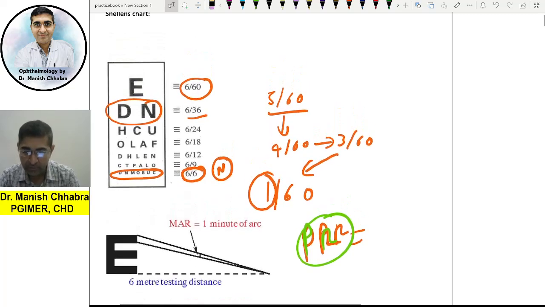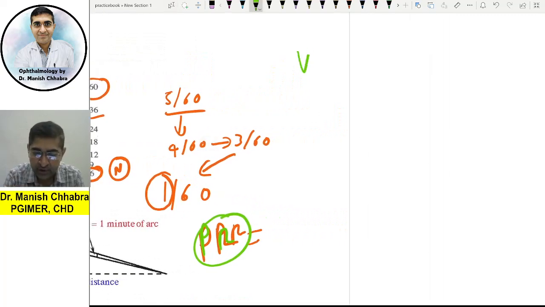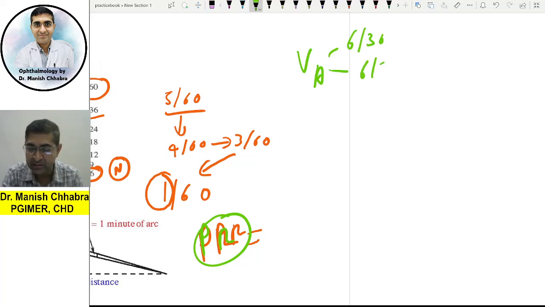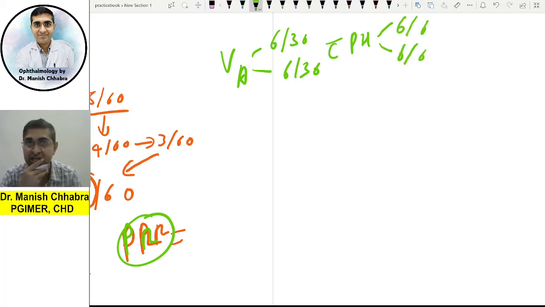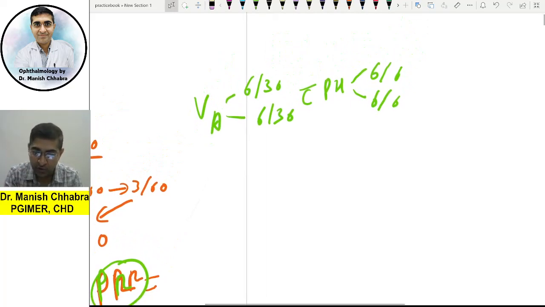Okay, now I am going to give you another important concept, that whenever you do visual acuity, you always do unaided. Then you do visual acuity with the pinhole. Suppose the visual acuity is 6/36, right? Now, if you do the visual acuity with pinhole, if it improves, let's say it has become 6/6, what will you think of? What will you diagnose?